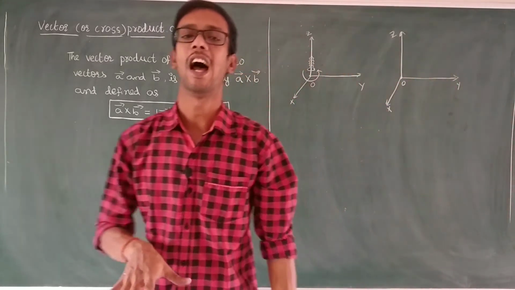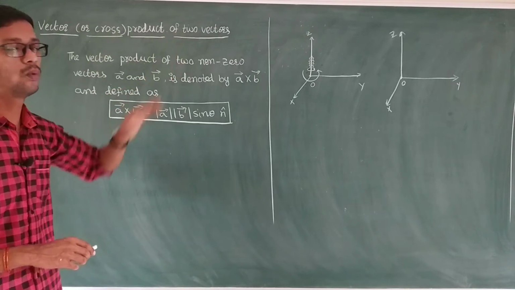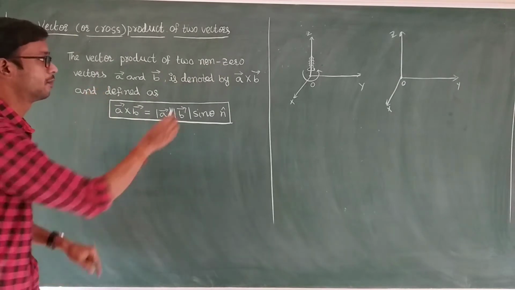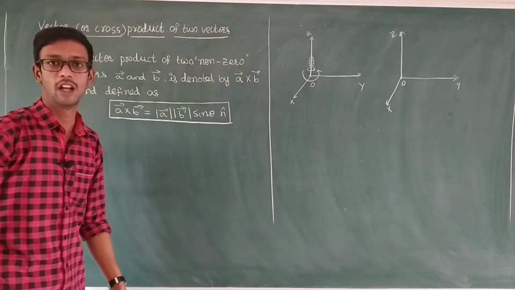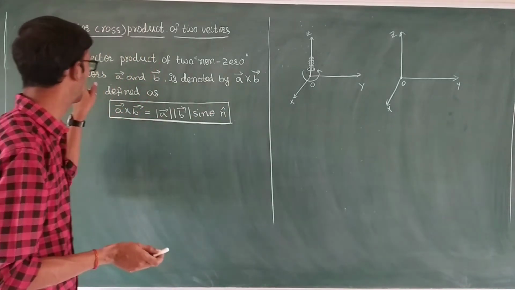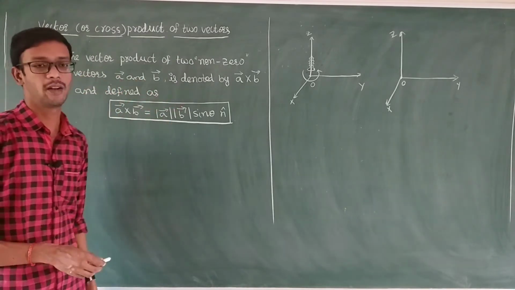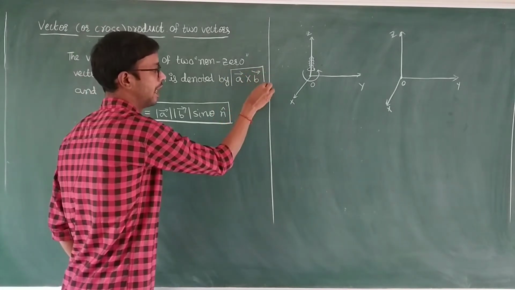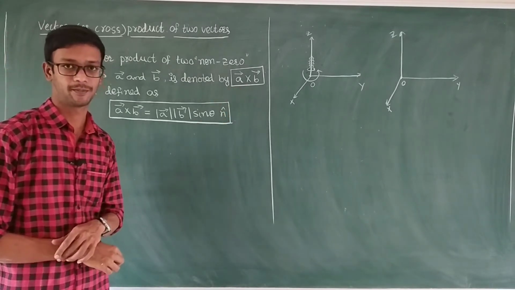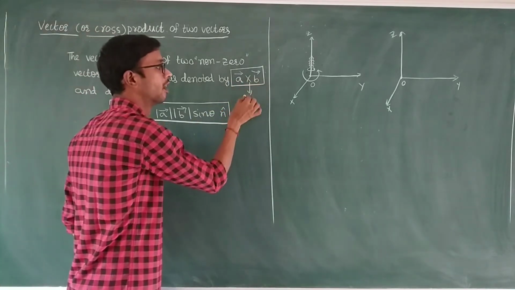Now we see our main definition: the vector or cross product of two vectors. The vector product of two non-zero vectors. Note that they are non-zero vectors. If you take a zero vector, the resulting product will be zero only. For that reason, we take non-zero vectors A bar and B bar, and the product is denoted by A bar cross B bar. This is called a cross.